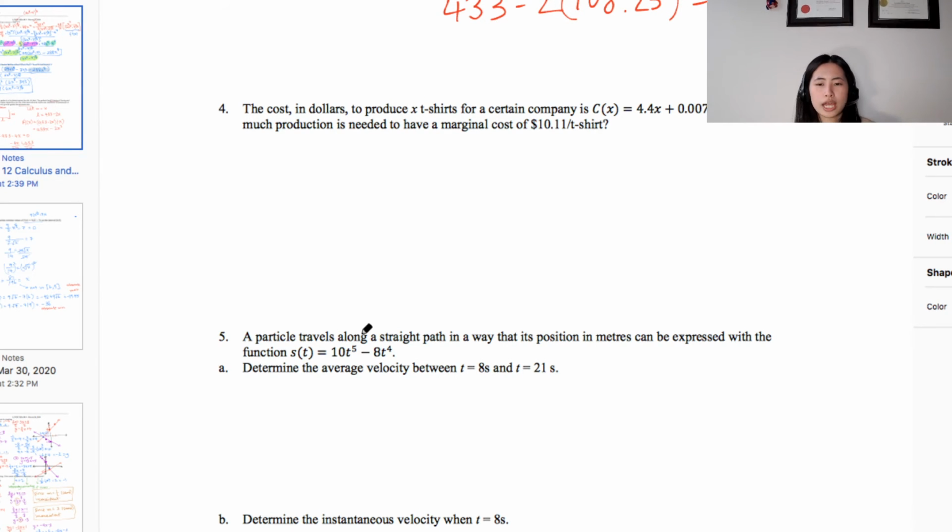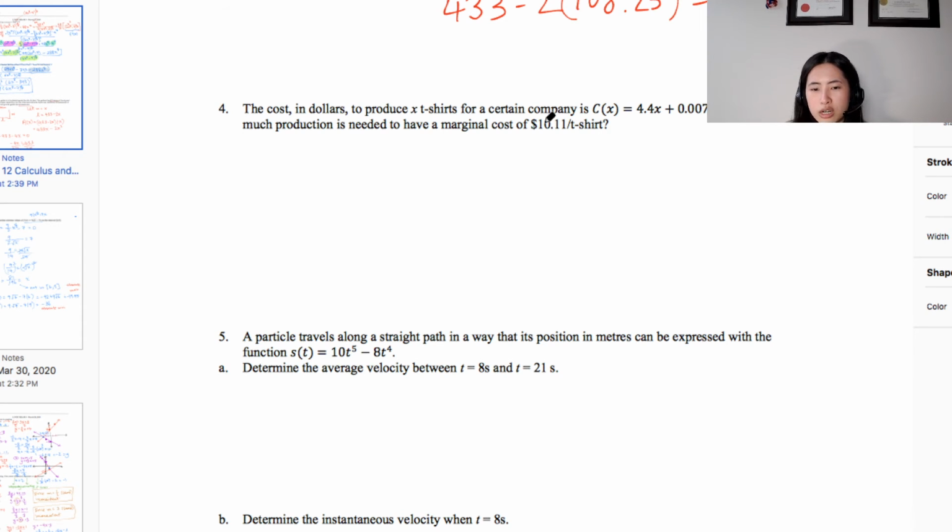Okay, so now let's look at a different way of optimizing, right? So now this is all about costs and basically production. Okay, so we have the cost in dollars to produce x amount of t-shirts for a certain company, which is modeled by the function C of x, which is equal to 4.4x plus 0.007x squared, where x is greater than or equal to 600. How much production is needed to have a marginal cost of $10.11 per t-shirt?